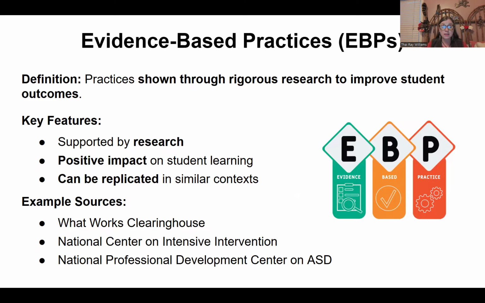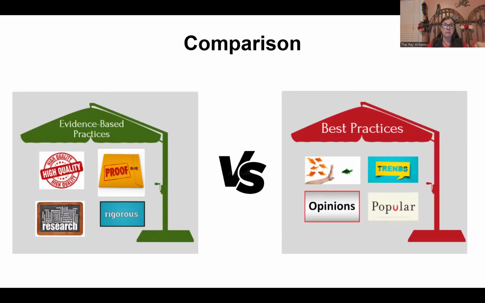There's also things like the National Center on Intensive Intervention. These are only examples of sources you can go to. You could even go on Google Scholar and put in the evidence-based practice, the population you're addressing, and what skill you're looking at, and you can pull up research articles on it. You can also find them in the National Professional Development Center on Autism Spectrum Disorder. So again, there are lots of places that you can go to identify and select evidence-based practices.